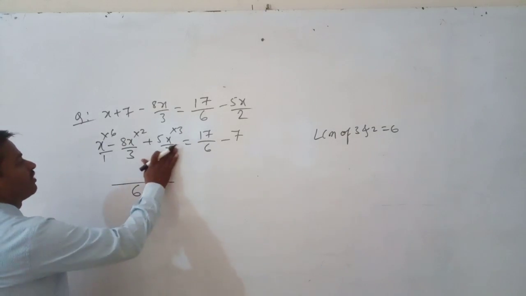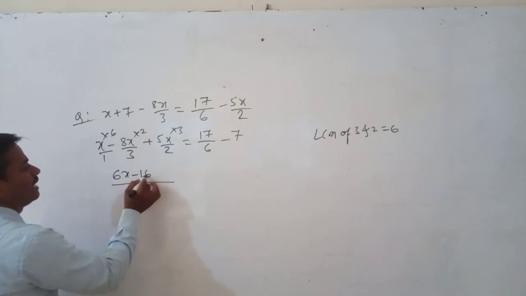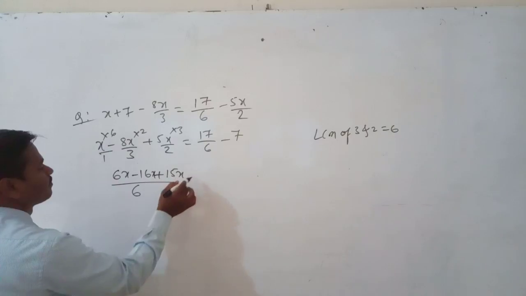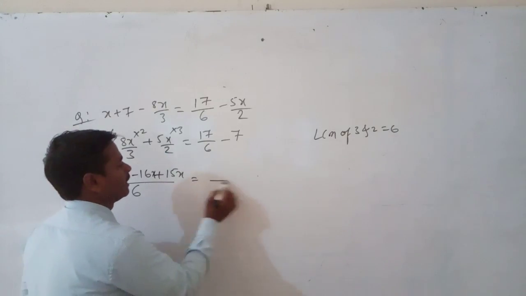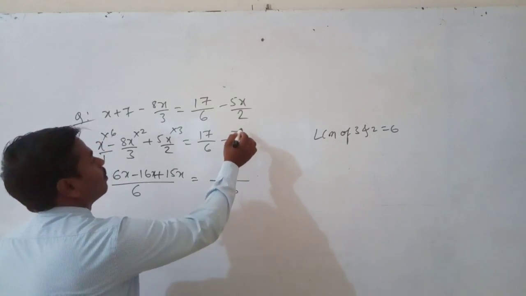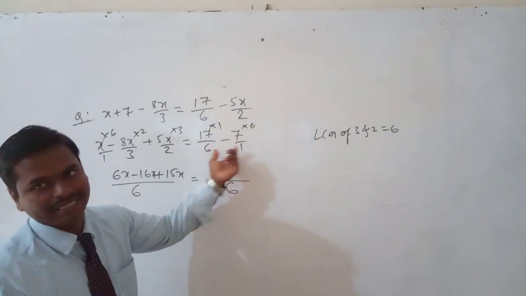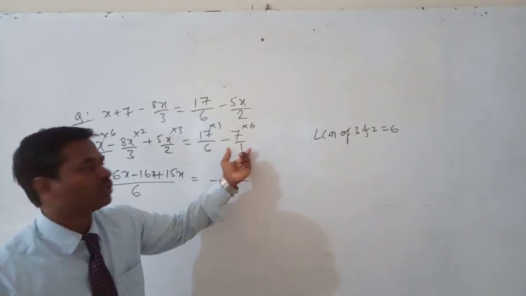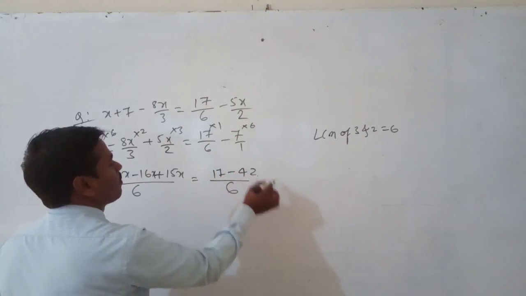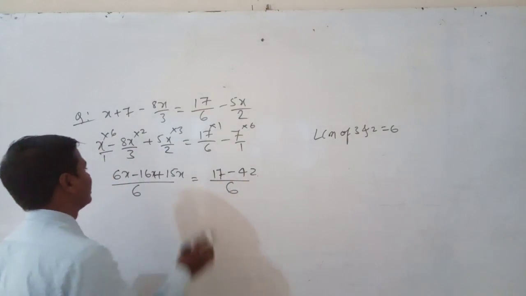Okay? Now simplify this. 6 into x is 6x. 8 twos are 16, 5 threes are 15. On this side, the denominator is 6, and 6 is the only LCM. 7 by 1. 1 into 6, 6 into 1. LCM is 6 only. Nothing is there, so 1 will be there. Now 17 into 1 is 17. 6 sevens are 42.